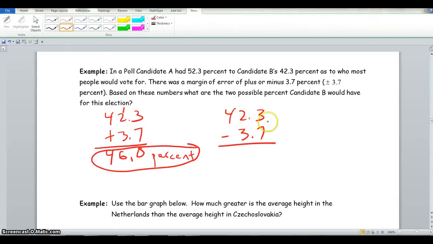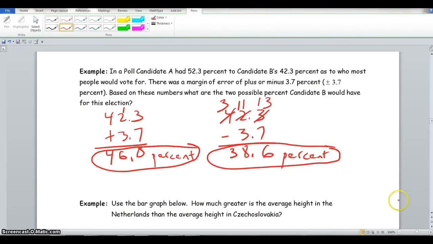Now we subtract. We cannot subtract 7 from 3. 2 becomes 1 and 3 becomes 13. 13 minus 7 is 6. And then we cannot subtract 3 from 1. We borrow 1 from 4. That becomes a 3. So this becomes 11. 11 minus 3 is 8. We're supposed to bring our decimal down here. And we get 38.6%. So these are the two numbers.